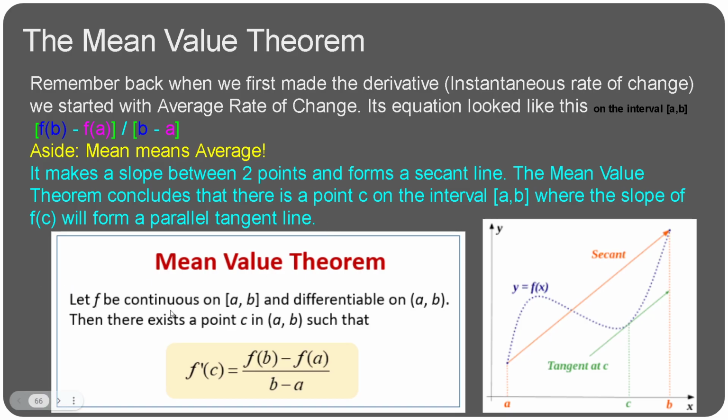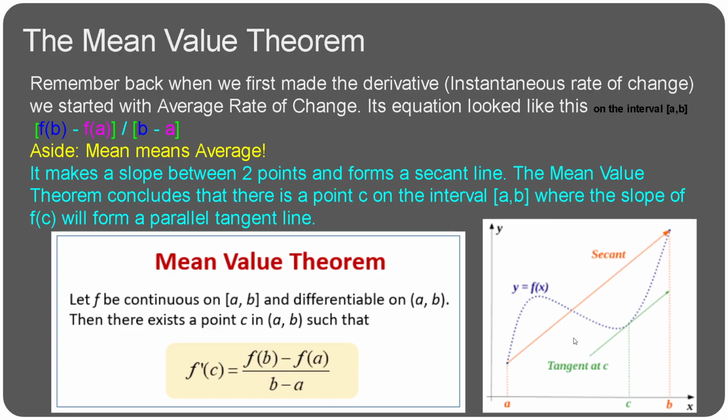So here we go. Let f be continuous on the closed interval a to b, and differentiable on the open interval. There exists a point c in that interval where the derivative at the point c is equal to the average rate of change.